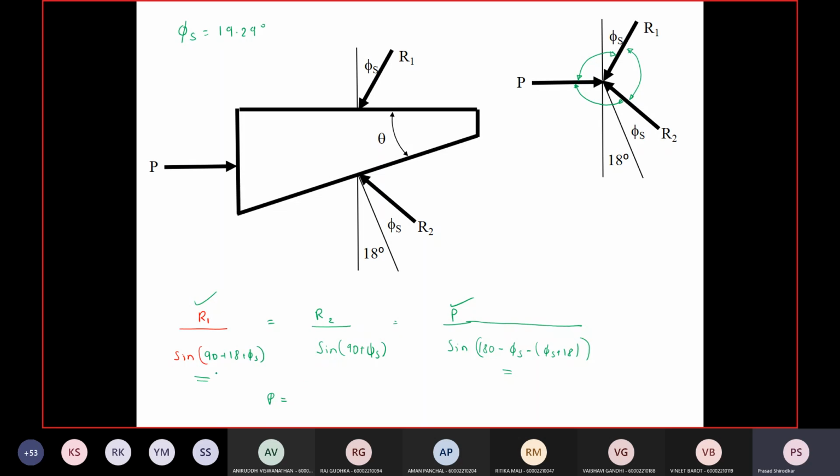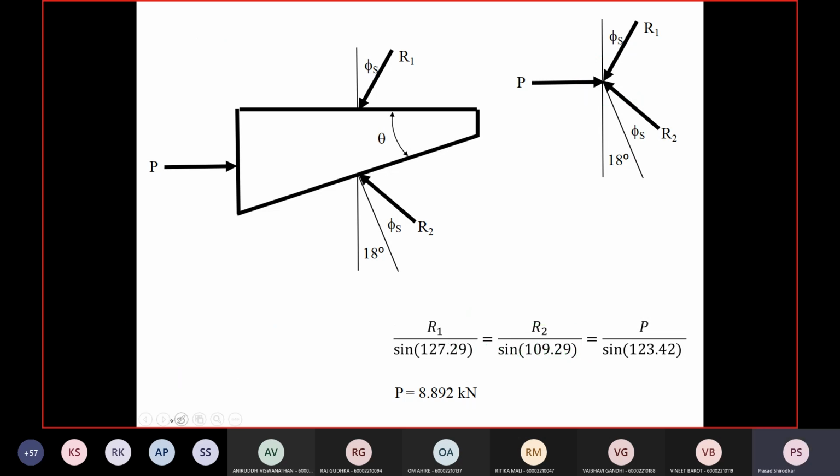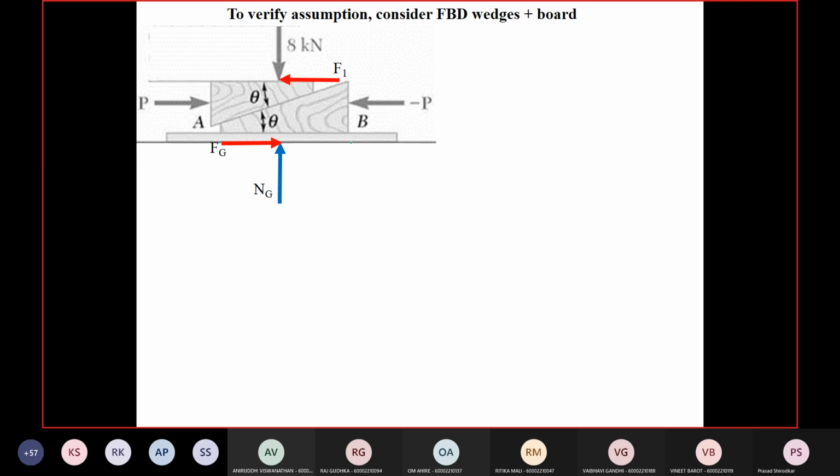Is anybody calculating? Sir, 8.891. Correct. P is equal to 8.891 kilonewtons. So that is the value of P. All right. Now we have solved for this, and now we have to check whether the motion is impending at the board and the ground, this interface.